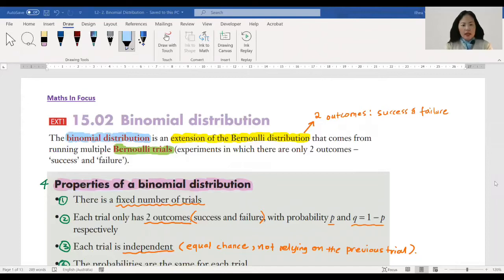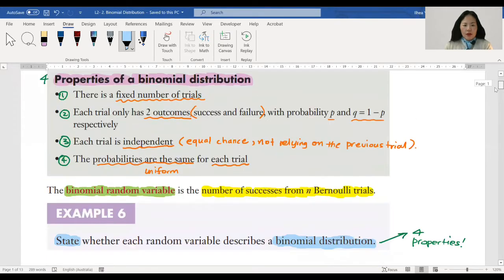Today's lesson is binomial distribution, and this is actually an extension of the Bernoulli distribution that we did in the previous lesson. So it still has all the characteristics of the Bernoulli distribution because it's an extension of it. So we're looking at two outcomes, success and failure, and they are coming from running multiple Bernoulli trials. Let's have a look at the properties.